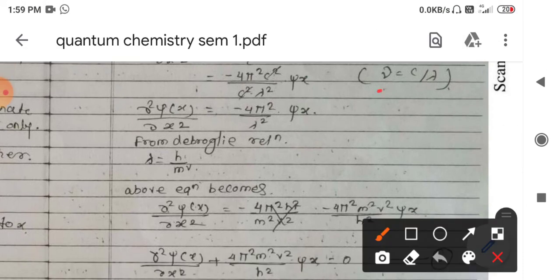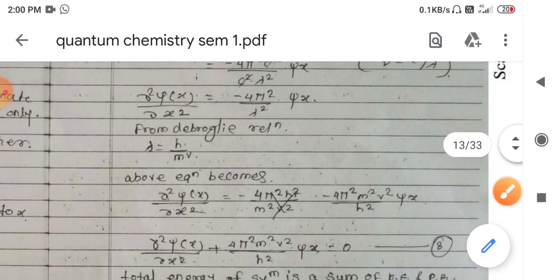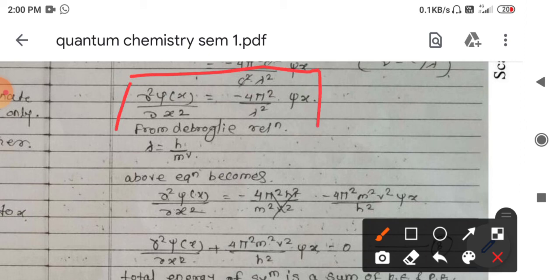Also we know that the frequency of light is nothing but c by lambda. Upon substituting that, finally we get the equation as such: d2 psi upon dx square equals minus 4 pi square upon lambda square, psi of x.